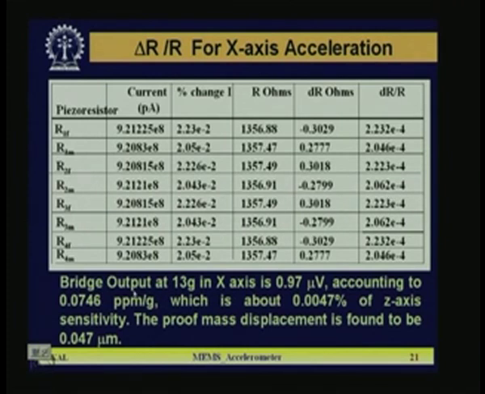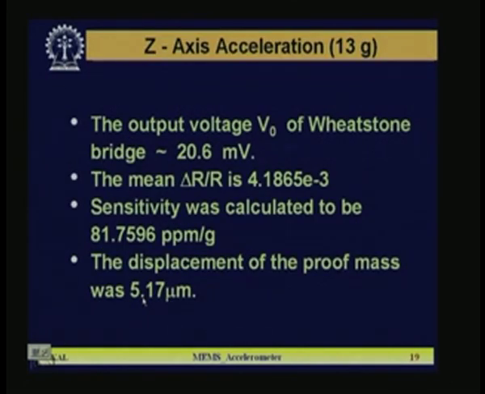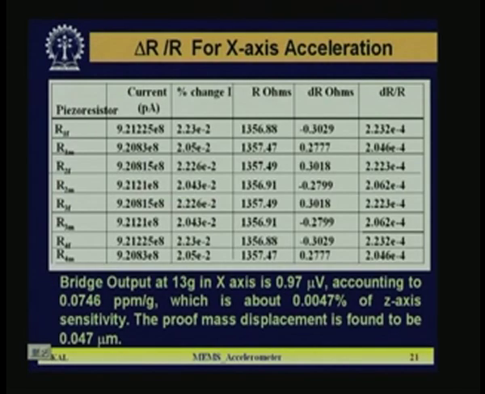So now we found the bridge output at 13G in x-axis is 0.97 microvolt, while in z-axis it is 20 millivolt. Here you will get only 0.97 microvolt, amounting to 0.0746 ppm per G, which in the earlier case how much? The sensitivity is 81 ppm per G. You can see here 81 ppm per G, which is coming down here to 0.0746 ppm per G. That is the sensitivity, which is about 0.004% of the z-axis sensitivity.